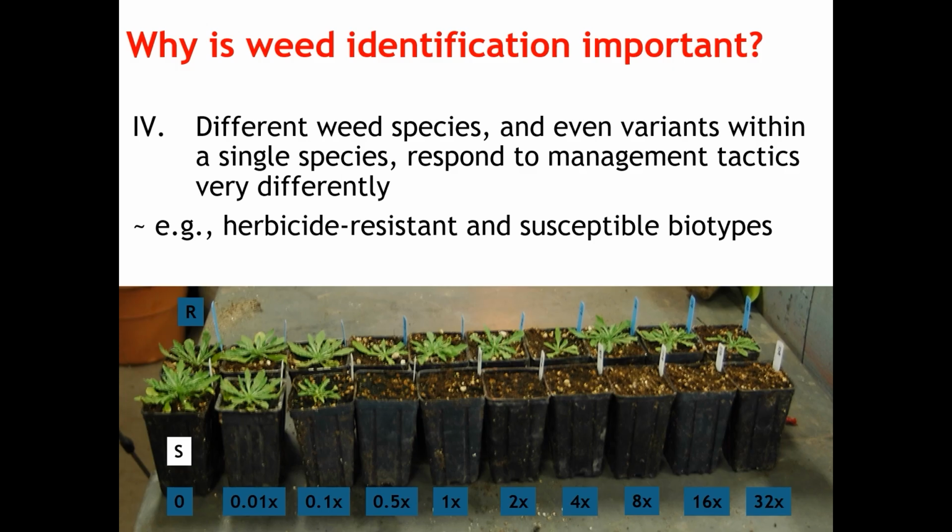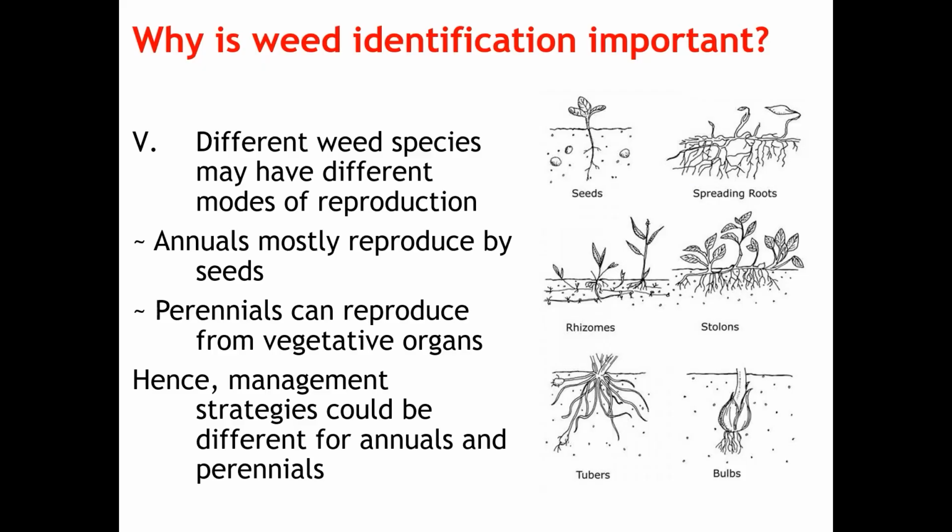Again, even within the same weed species, we now have cases of herbicide resistant and susceptible biotypes. The same weed species can have those two different biotypes, and it's important to recognize that as well. The other thing is different weed species have different modes of reproduction. Most annuals reproduce by seeds, whereas perennial weeds can reproduce from seeds as well as vegetative organs. Therefore, the management strategies should be different for annuals and perennials.